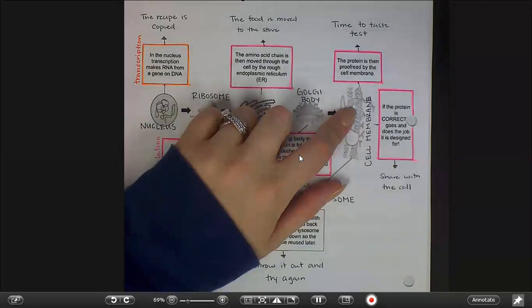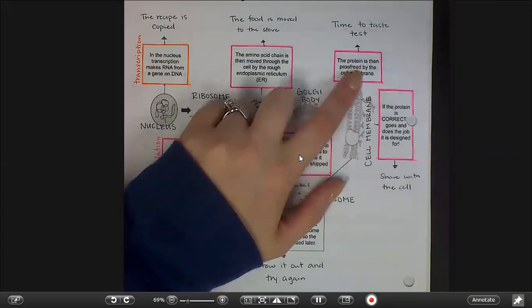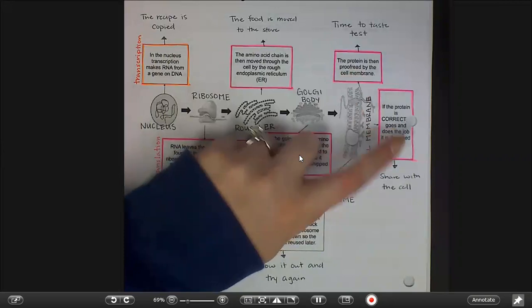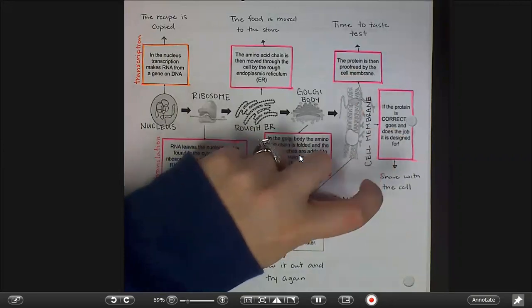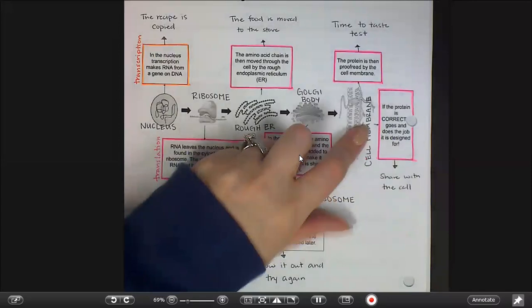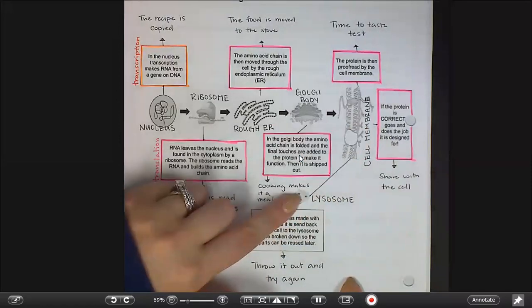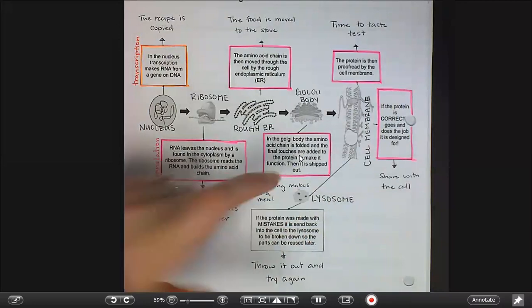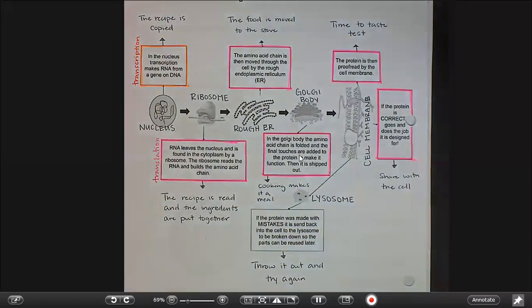So all proteins have to be proofread before they're let out into the cell to do their job, because if they're not right, they won't do their job properly. So the cell membrane checks to make sure that the protein is built correctly. If it is correct, it sends it off to wherever it needs to go to do its job. If it is incorrect, we jump down here to the lysosome. And remember, lysosome stands for Lysol. It's the cleaner. If it's incorrect and it's not going to work, the lysosome is going to break it down, put the parts back out there, and let it be rebuilt.